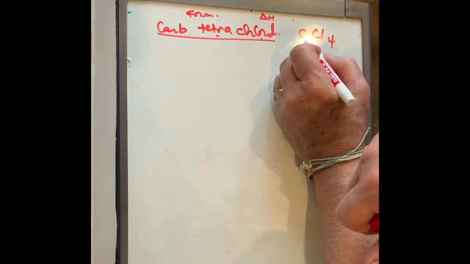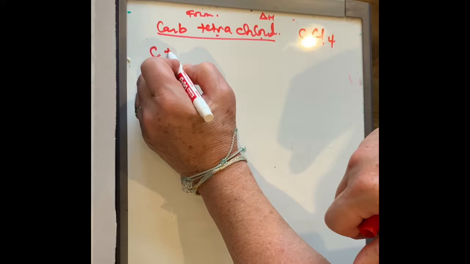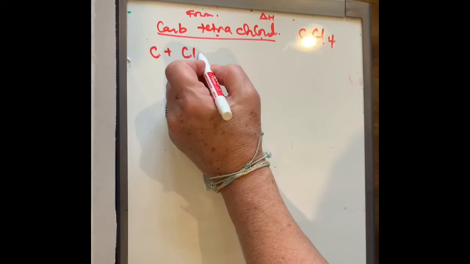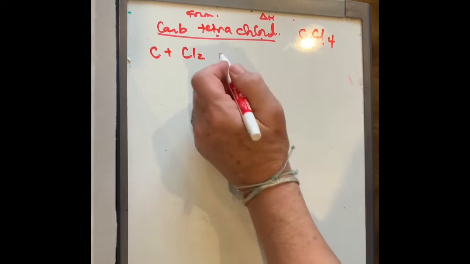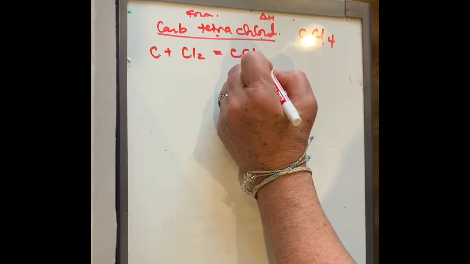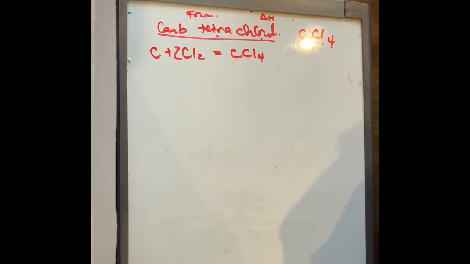So we have to take our carbon and tetrachloride. So we have C plus Cl. Now we know that Cl is one of the homonuclear diatomics, so it has to have a 2 beside it. We make it into CCl4. All we have to do is add that 2 there, and we've got it solved.